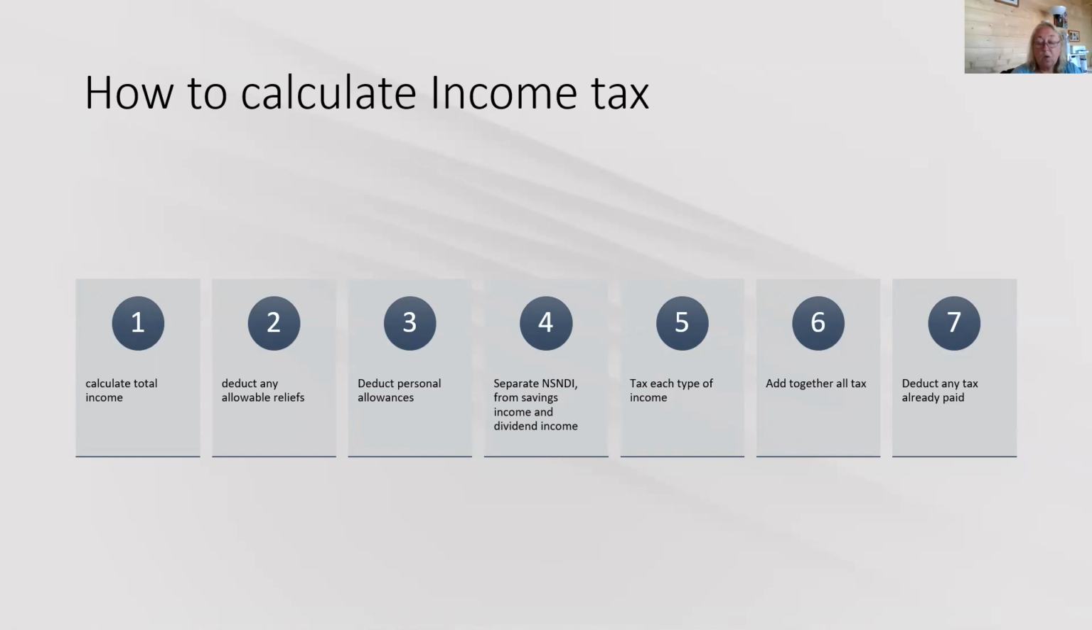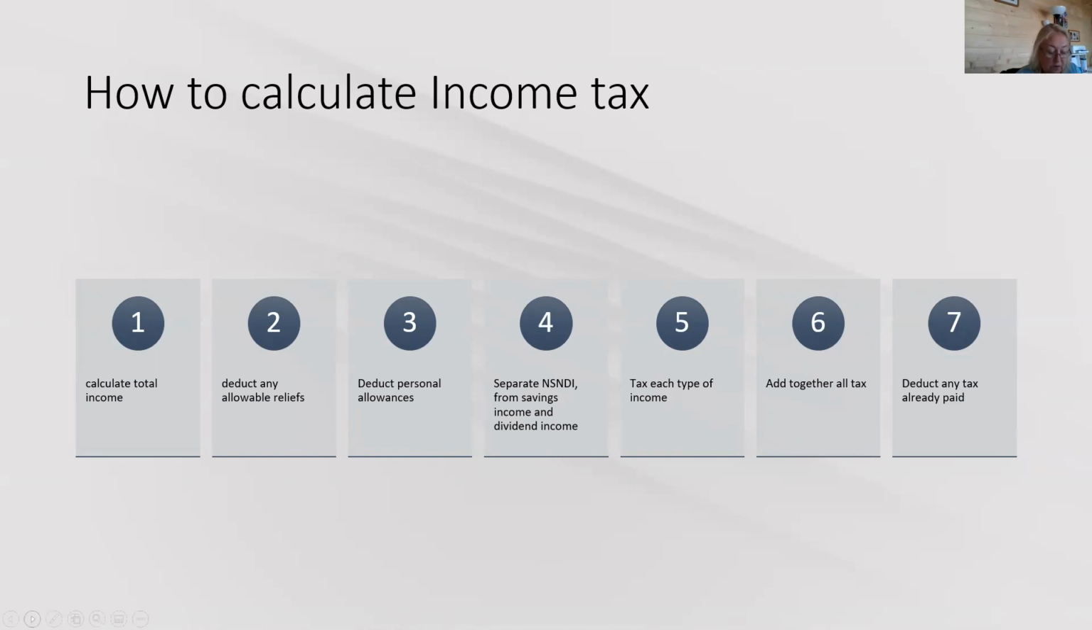Ultimately, you add together all of the tax that the individual owes, and then you take off any tax that they might have already paid to work out their total tax liability. So if we just go through these steps and look at how they actually operate.